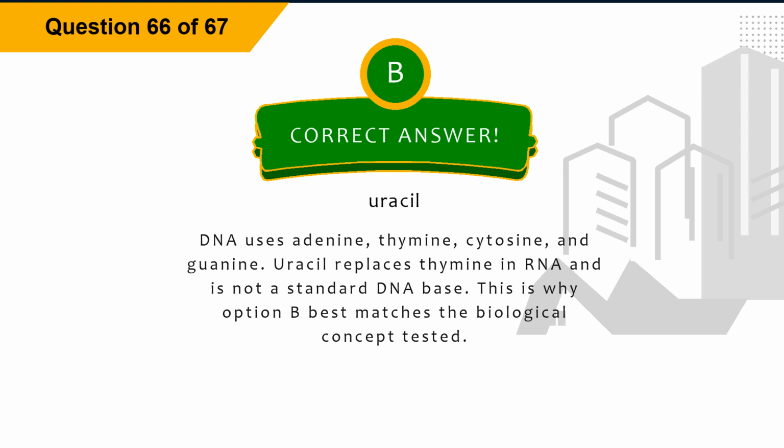Explanation: DNA uses adenine, thymine, cytosine, and guanine. Uracil replaces thymine in RNA and is not a standard DNA base. This is why option B best matches the biological concept tested.